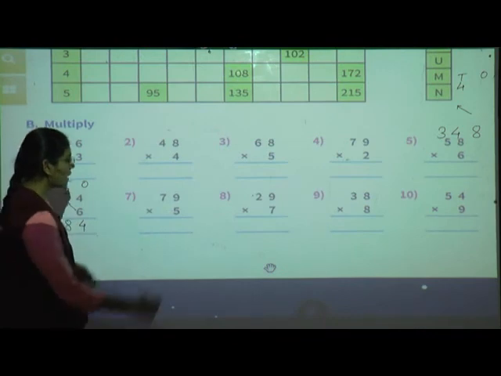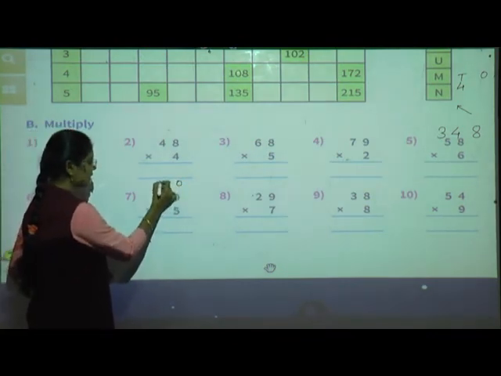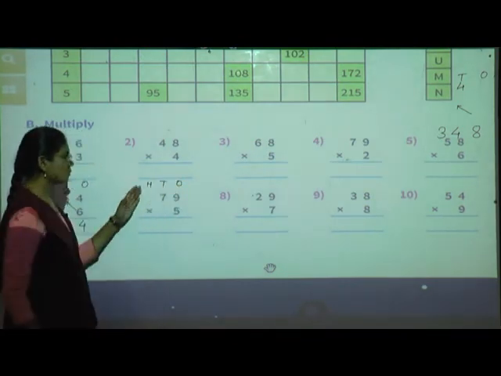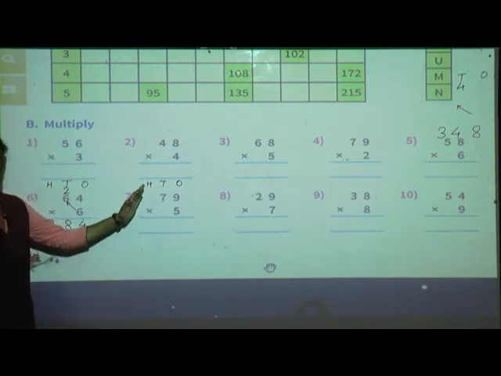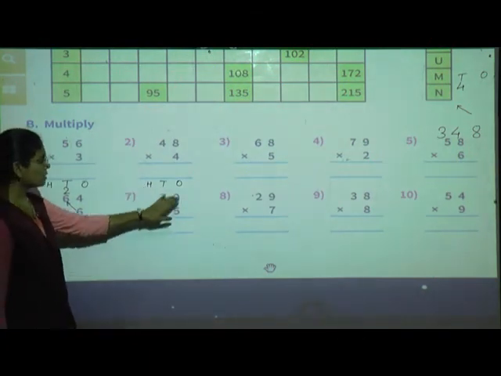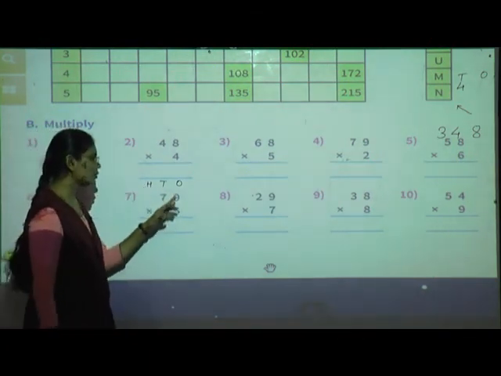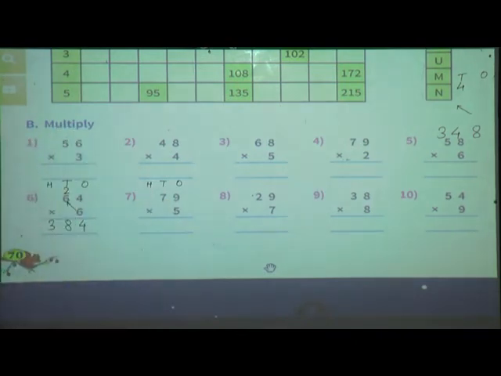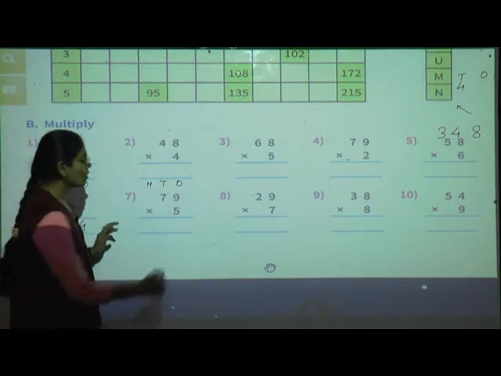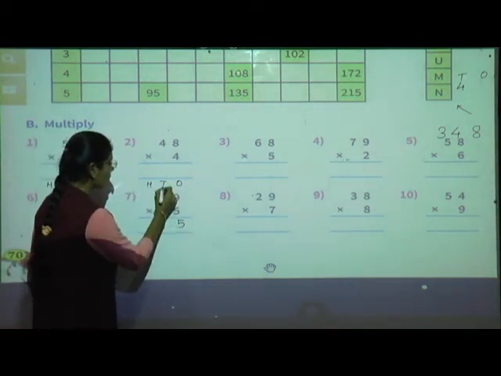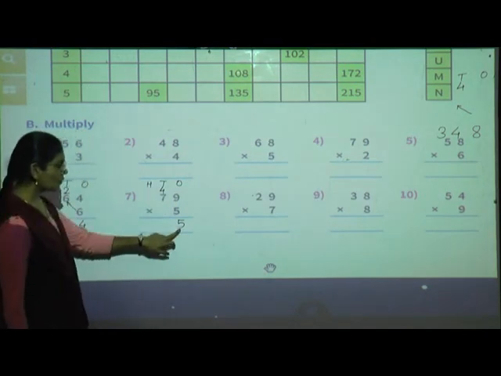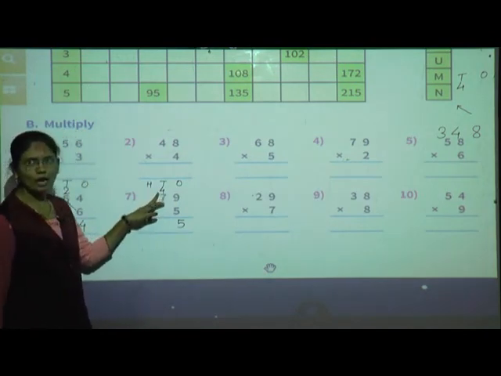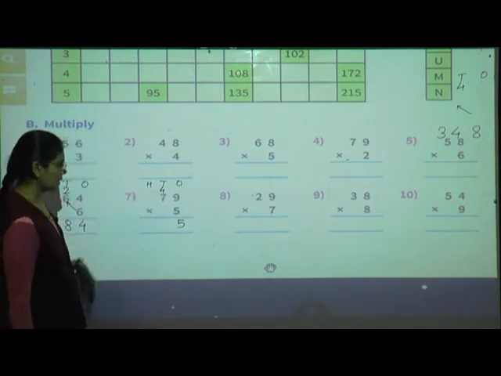79 into 5. Write their places ones, tens, and the answer is coming in 3 digits, so we'll write here H also. Okay. Now start from the ones place. 5 into 9. 5 nines are 45. 45 ones is equal to 5 ones and 4 tens. So we'll write here 5 and we'll give 4 as a carry to the tens place.